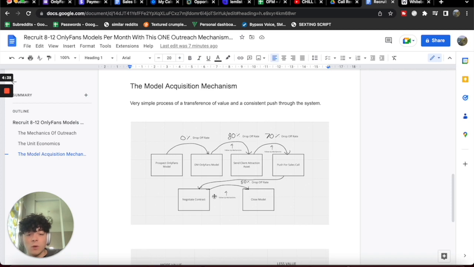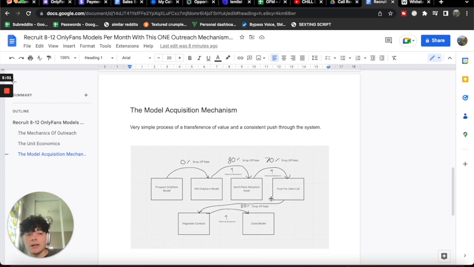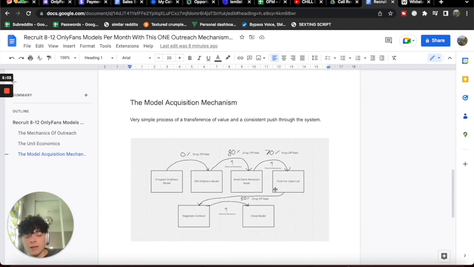And of course, we have a follow-up mechanism in place here. If they don't agree on the contract, we then have to make revisions to the contract. Of course, there would be a drop-off rate, and some people just may not be up for that contract rate at all. So we have a drop-off rate of 50% going from negotiating the contract to close model. And this is the model acquisition mechanism, basically summed up very simply.